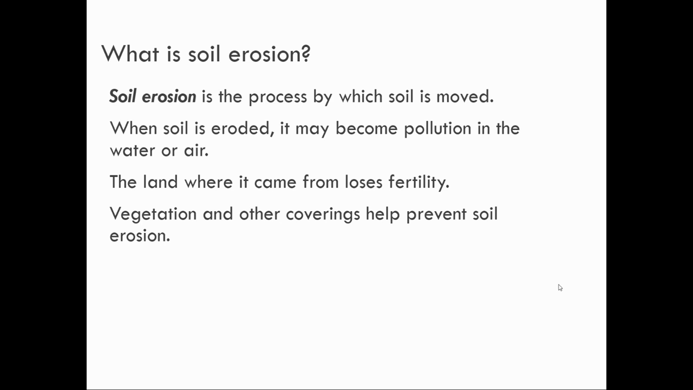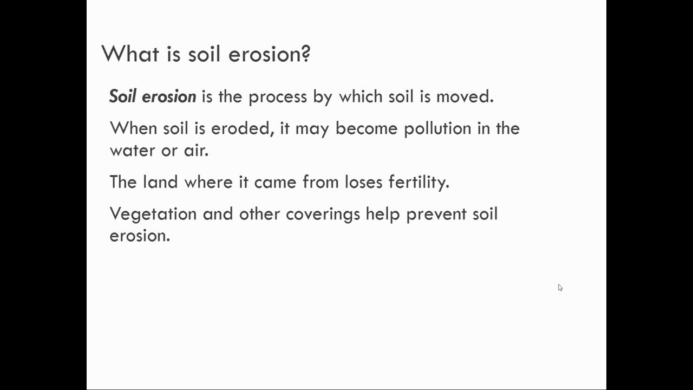Well, this is a process by which soil is removed. Now, remember, we've said this that when soil is eroded or it's lost, it could become a pollutant in certain areas, whether that be in the air or in water sources. Another effect of erosion is the land where that soil came from will lose its fertility because typically the topsoil is what's going to be eroded away. And remember, when we talked about the soil profile, those top two layers, A and O, are the most important layers as far as nutrients are concerned for production of crops or growing anything in general.